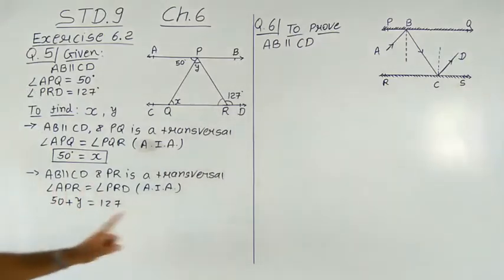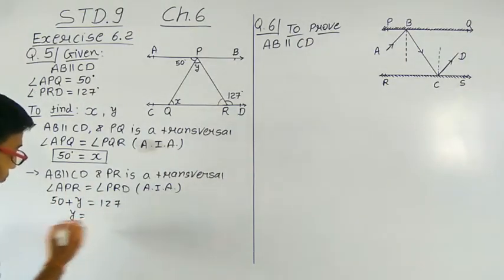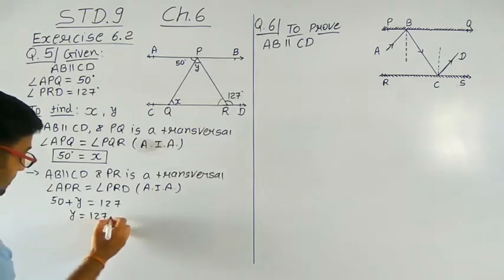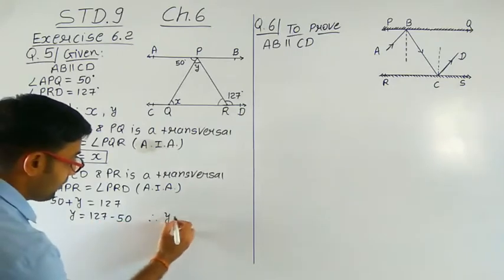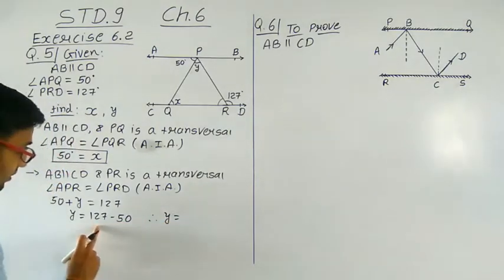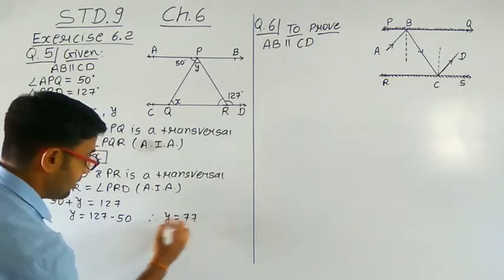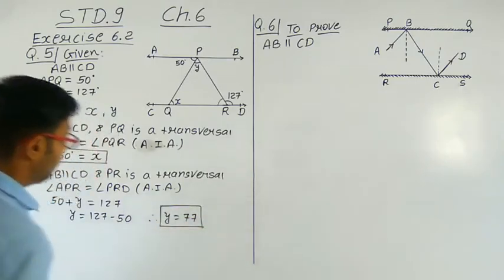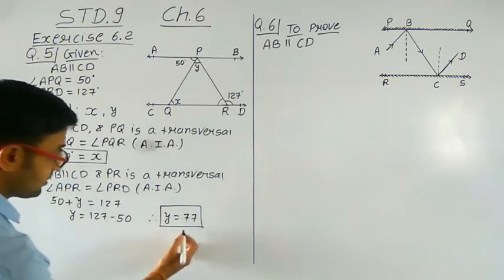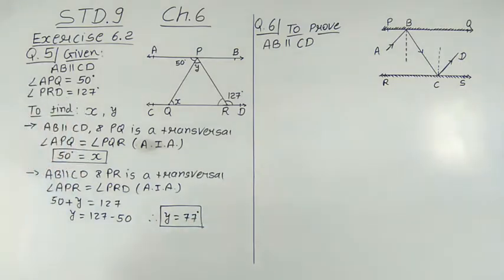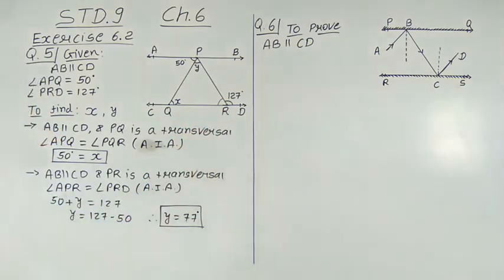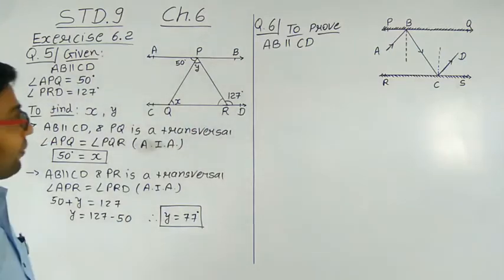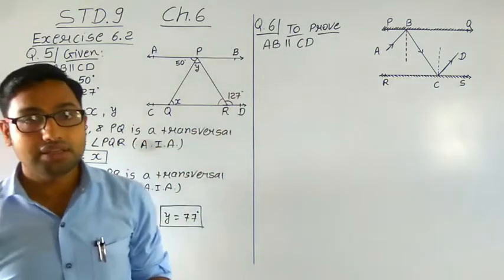Now when we take this 50 to the right hand side, we get the y is equals to 127 minus 50, and therefore we get the value of y is equals to 77. Now this is the value of x, that is 50, and this is the value of y, that is 77. Okay, so here you can also use the second method that I have already said. Okay, so this is how we can solve the question number 5. Now let us study the question number 6.